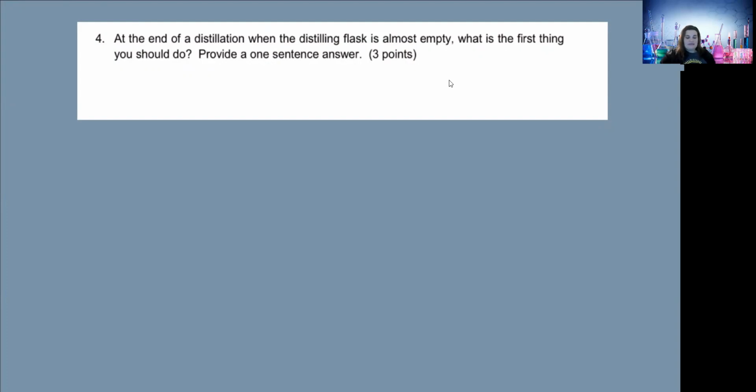Alrighty, so at the end of a distillation, the distilling flask is almost empty. What's the first thing you should do? So you're done with your distillation. The distilling flask is almost empty, which means our RBF is almost empty. So what should you do? Because remember, we should never distill to dryness. So your first course of action would be to remove the heating mantle.